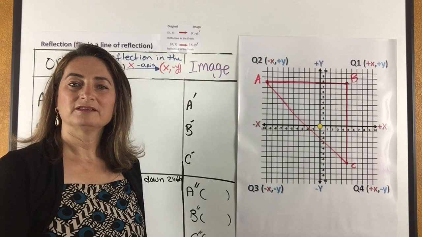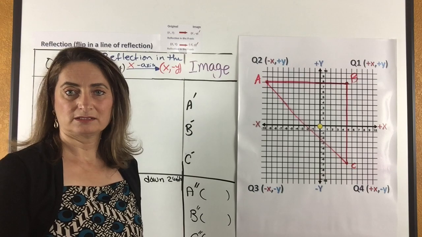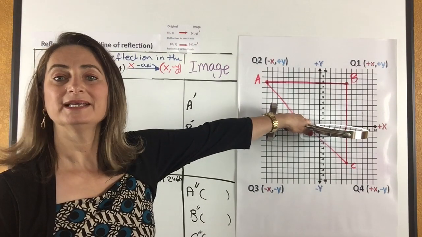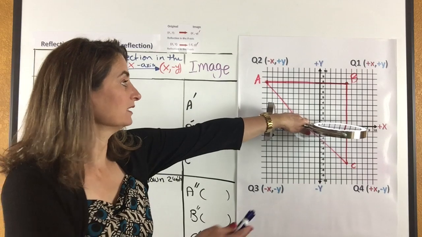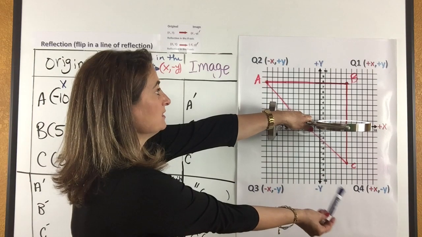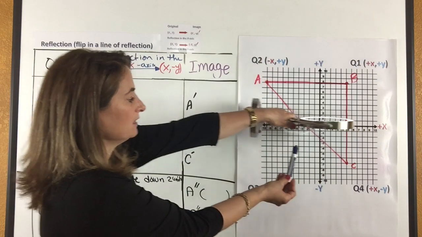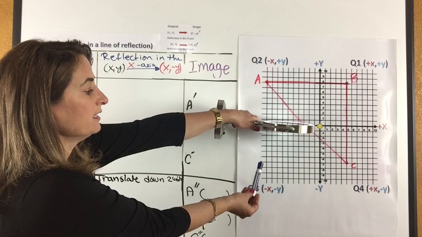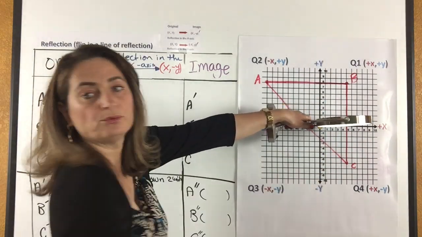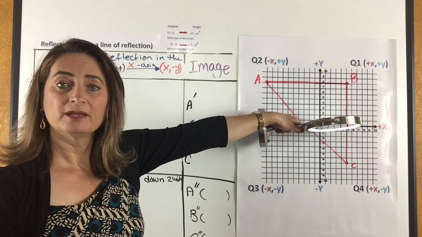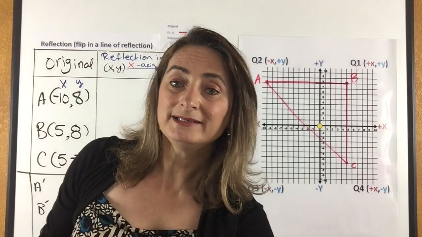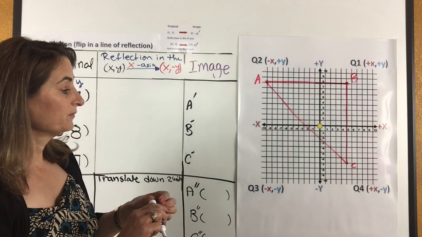Now we need to reflect this triangle in the x-axis, which means the mirror or the line of reflection is the x-axis. So anything in the first quadrant will land, the image will see it in the fourth quadrant. Anything in the second quadrant, the image will be in the third quadrant. Anything in the fourth quadrant will land in the first quadrant through the image or the mirror. So again, we can count spaces, see where we land, and then we check the rule.